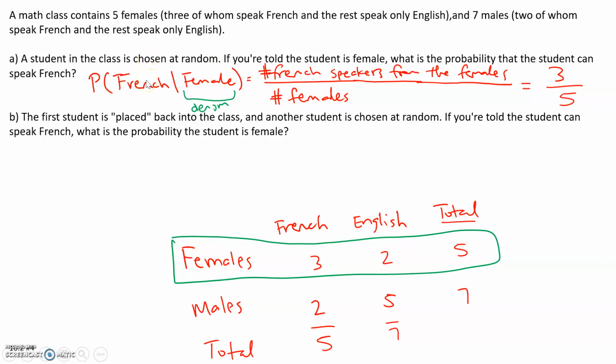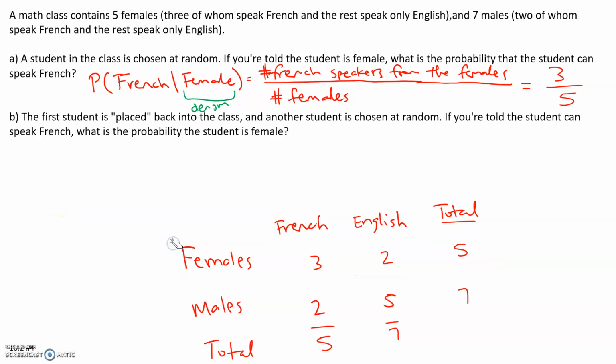Part B says the first student is placed back into class and another student is chosen at random. If you're told the student can speak French, what is the probability that the student is female? So now we're looking at it in a little bit of a different way, even though we get the same answer. In this case, we are told that the student speaks French. So we're only looking at the French speakers.